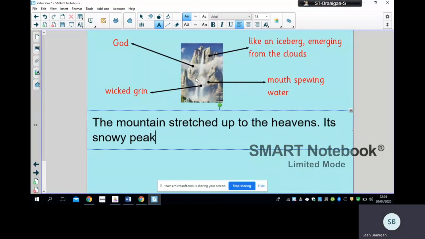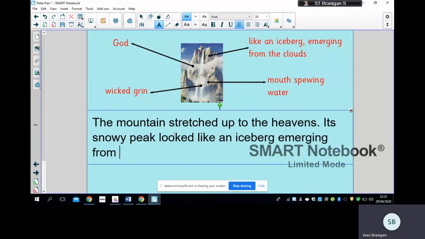Looked like an iceberg emerging from the clouds. Looked like an iceberg emerging from the sea of clouds. Snowy peak. Yes, I'll go for that one. Its snowy peak looked like an iceberg emerging from... See, originally I was going to put from the clouds, but actually it reminds me of maybe waves. So it looked like an iceberg emerging from the sea of clouds.